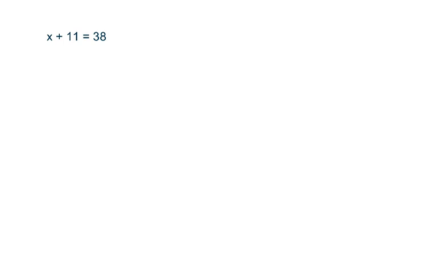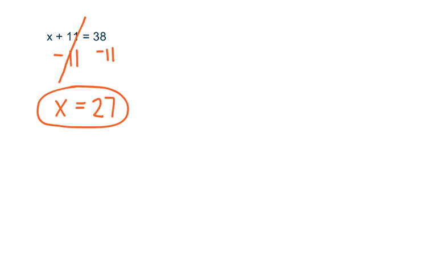So here, I need to get rid of that positive 11, so I'm going to subtract 11 from the left-hand side of the equation. If I subtract 11 from the left-hand side of the equation, I also have to subtract 11 from the right-hand side of the equation. On the left-hand side of the equation, that positive and negative 11 cancel each other out, leaving just the x. And on the right-hand side of the equation, I have 38 minus 11, which is 27, and that is the solution to my equation, x equals 27.